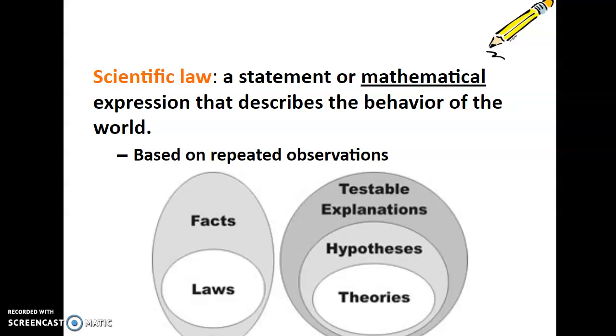So we can see something and we know it's true because we see it multiple times, and we'll call that a fact. And then that ends up being in the same category as a scientific law. Whereas with a theory, we will create hypotheses and then we can test them and have evidence for them.